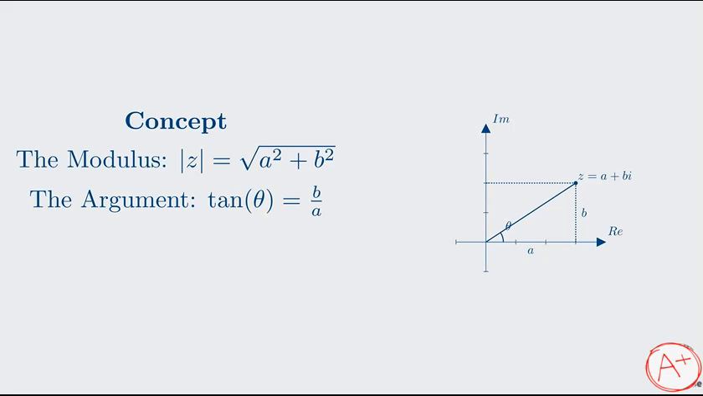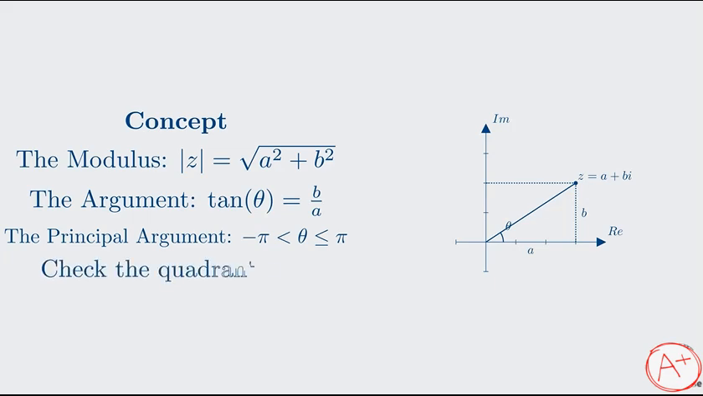We find this using trigonometry, where the tangent of theta equals b divided by a. In the IB, we focus on the principal argument, which is restricted to the interval between -pi and pi. It is critical to check which quadrant your complex number is in before calculating the argument.